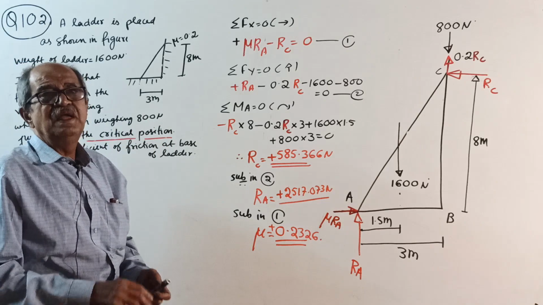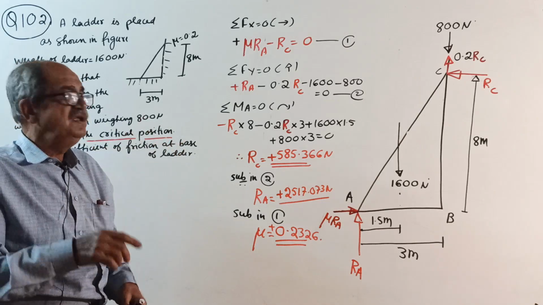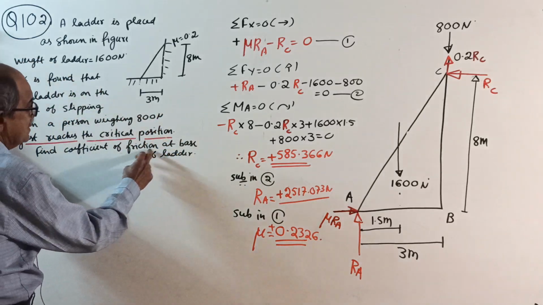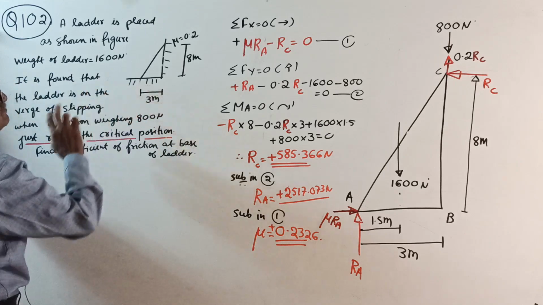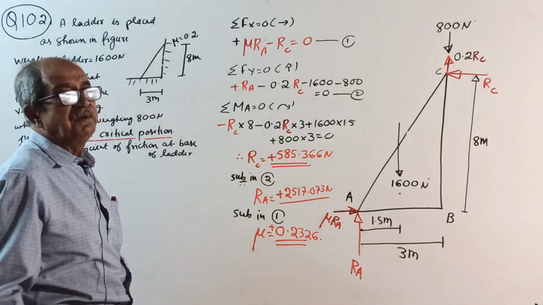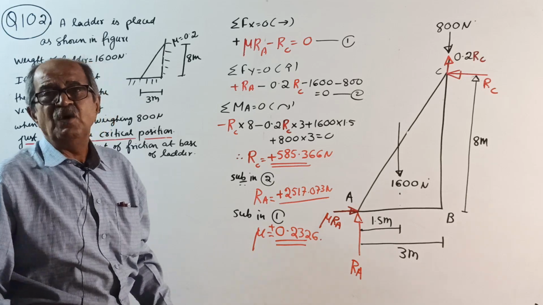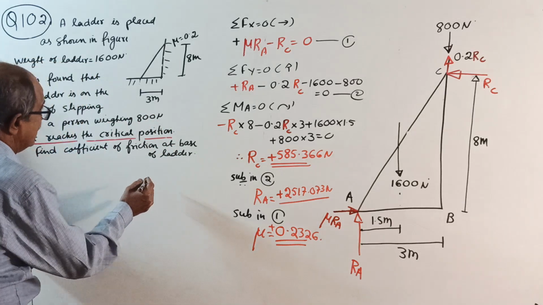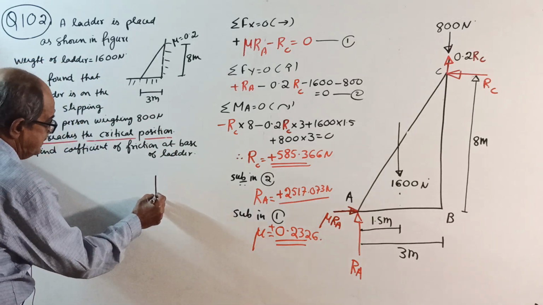I already told, when a person is ascending, leave it now. Find the coefficient of friction at the base of the ladder, here. Preliminary part you should write. I am not writing it now, but you write the preliminary part. I write somewhere here. Preliminary part: write a rough sketch.